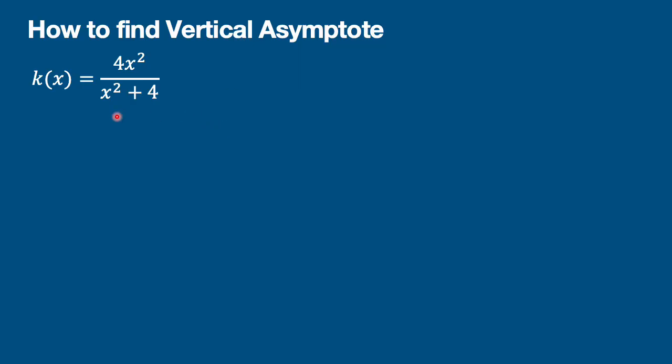Let's find this one, guys. K of x equals 4x squared over x squared plus 4. I told you vertical asymptote is related to the domain. So to find the vertical asymptote, we set x squared plus 4 equals 0. Can you find an x value? You cannot. This one has no solution, which means there is no vertical asymptote.